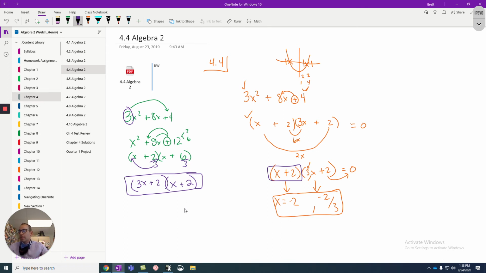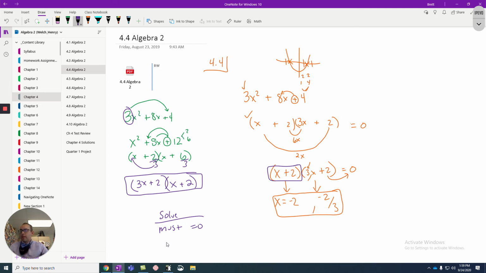Now, when it comes to solving equations, a couple things have to happen. First, it must be equal to 0. So to solve, it must equal 0. Okay? So if it's equal to 5x, we've got to move the 5x over. We've got to move everything to one side.